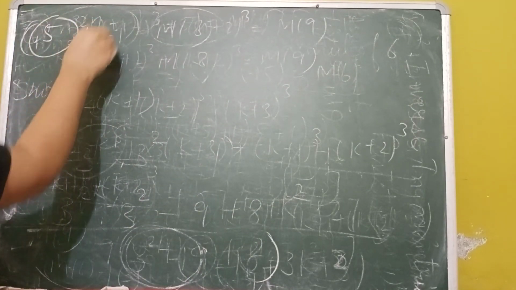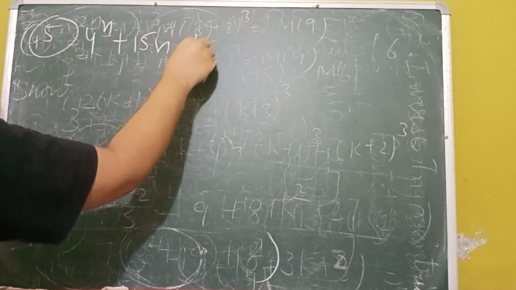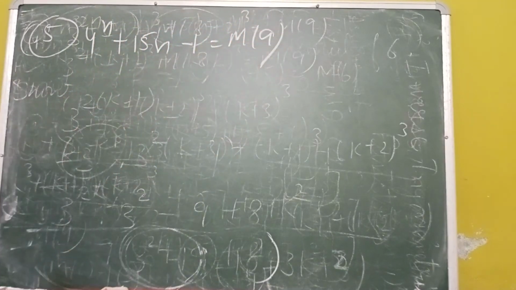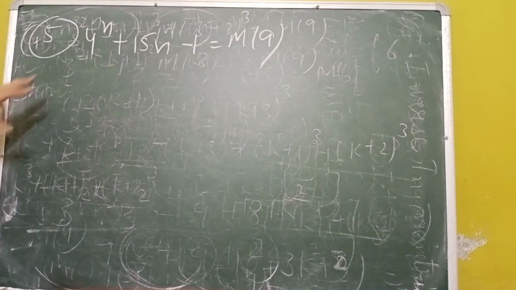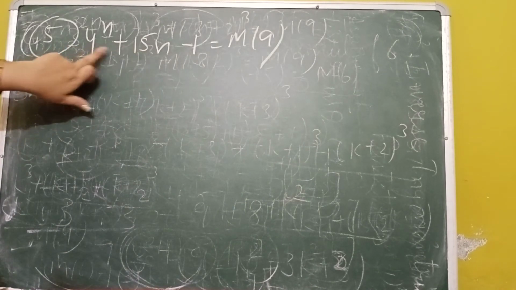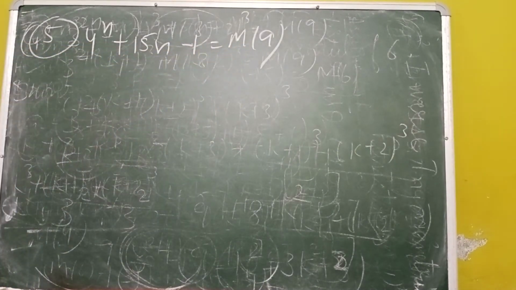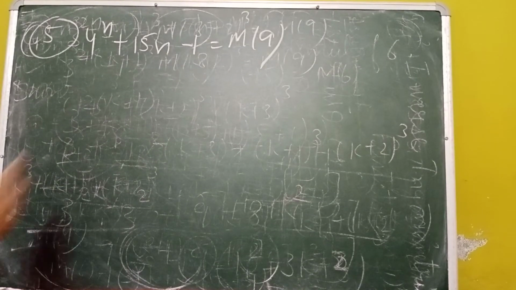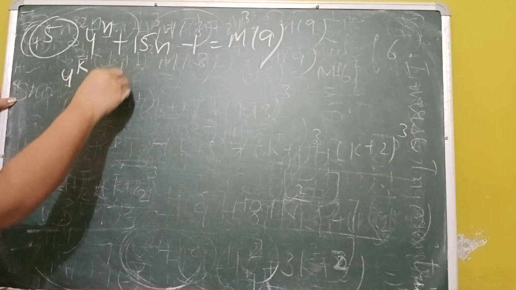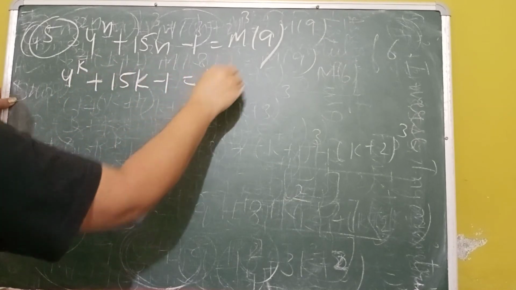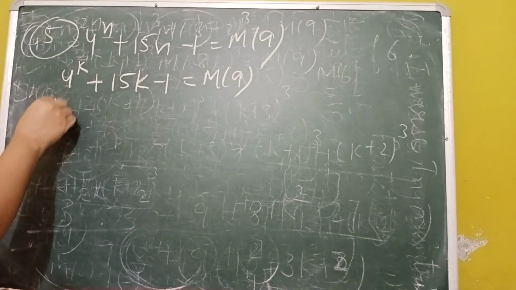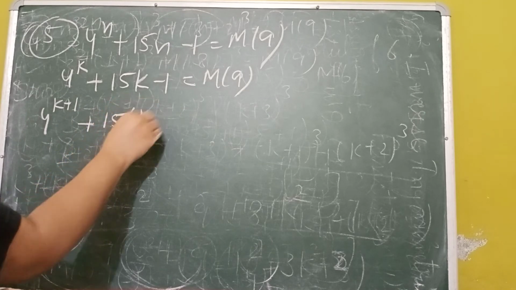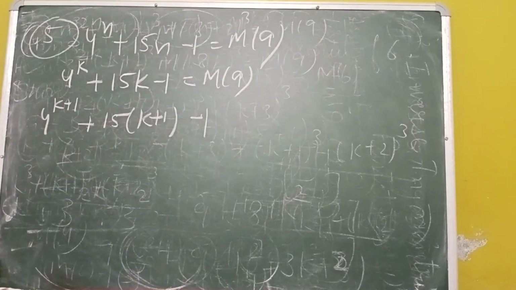Question number 5, it is 4 power n plus 15n minus 1 is a multiple of 9. So for 1 we will prove it will be 4, 15, 19 minus 1, 18, which is a multiple of 9. Then we will take it for k. 4 power k plus 15k minus 1 is a multiple of 9, and we have to show it for k plus 1. That means 4 power k plus 1 plus 15 into k plus 1 minus 1. We have to show that yes, it is also divisible by 9.